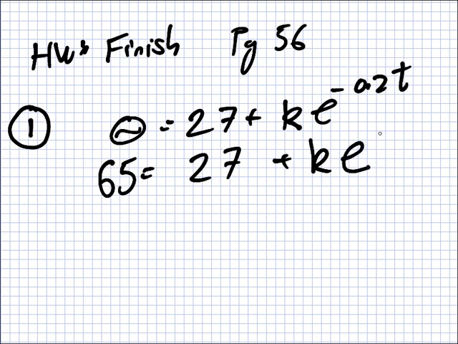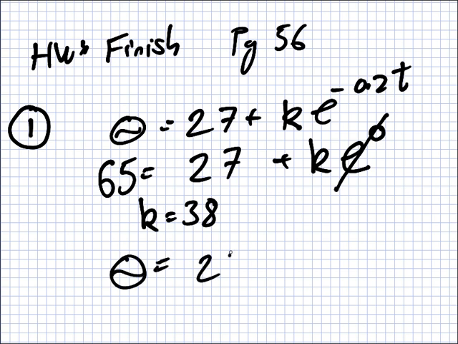Why? Yeah, it's initial. Start. So you get K equals 38. And so now you have theta equals 27 plus 38 e to the minus 0.2 t.